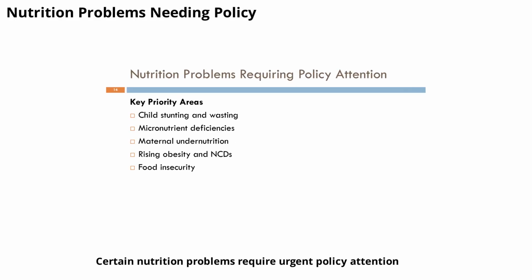Certain nutrition problems require urgent policy attention. These include child stunting and wasting, micronutrient deficiencies, maternal undernutrition, rising obesity and non-communicable diseases, and food insecurity. Addressing these issues at the policy level ensures that interventions are comprehensive and reach those most at risk.